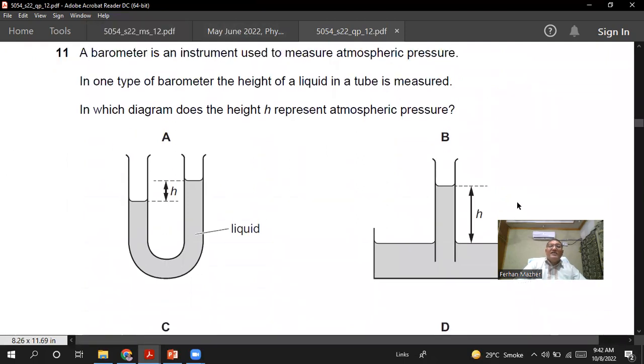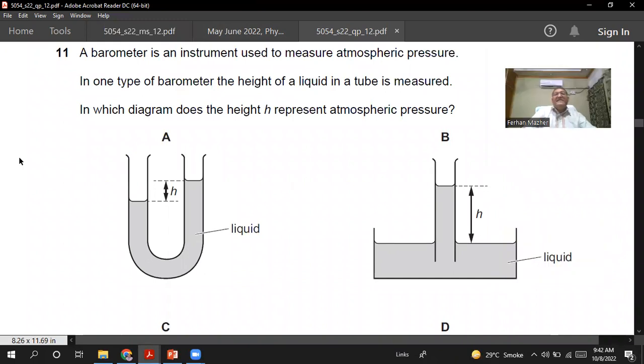A barometer, he says, is an instrument used to measure atmospheric pressure. In one type of barometer, the height of a liquid in a tube is measured. In which diagram does the height H represent the atmospheric pressure?